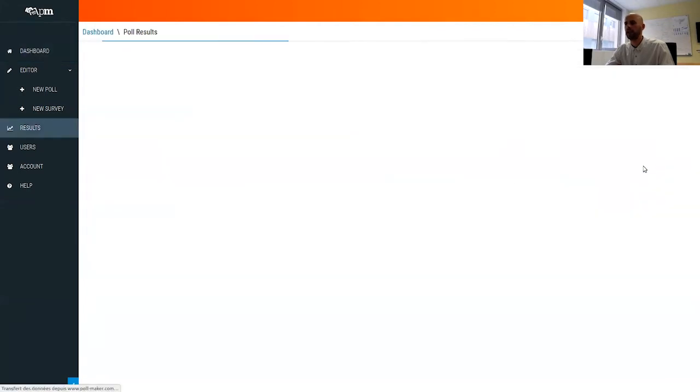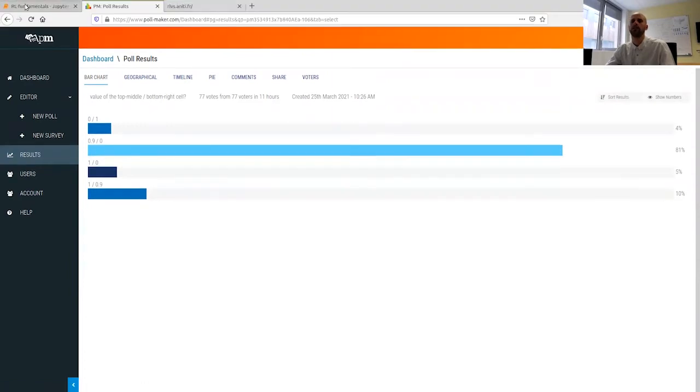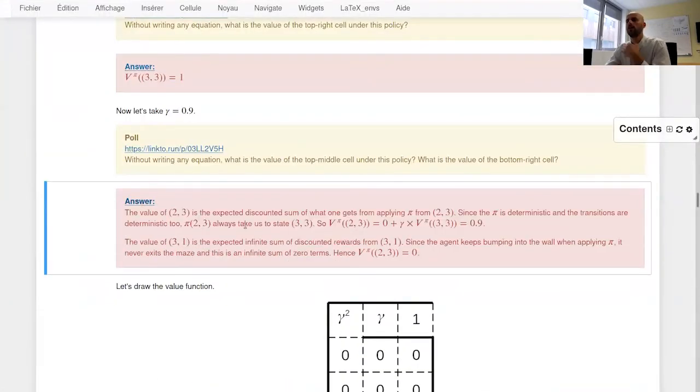Okay, I'll just move on to the answers. So I do agree with you again, and we're just going to take a look at the answer here. The value of the 2-3 cell is the expected discounted sum of what one gets from applying pi from 2-3. Since pi is deterministic and all the transitions are deterministic too, pi of 2-3 always takes us to the state 3-3. So the value of the 2-3 state is 0, the immediate reward, plus gamma times what I will get from applying pi in 3-3, which is 1. And so the overall value is gamma times 1, so it's 0.9.